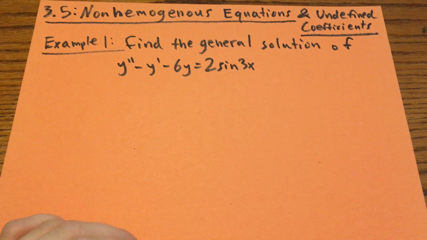Hello everyone. Today I'm going to go over 3.5, which is non-homogeneous equations and undetermined coefficients. So you can write the directions for example 1 while I talk a little bit about the lesson.